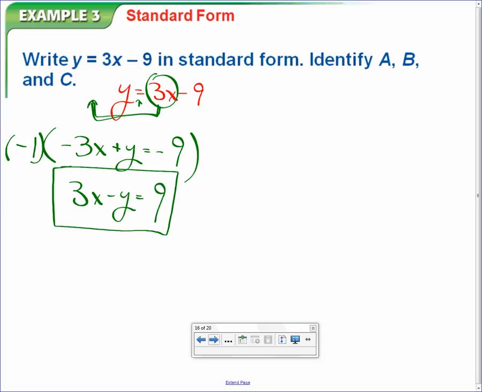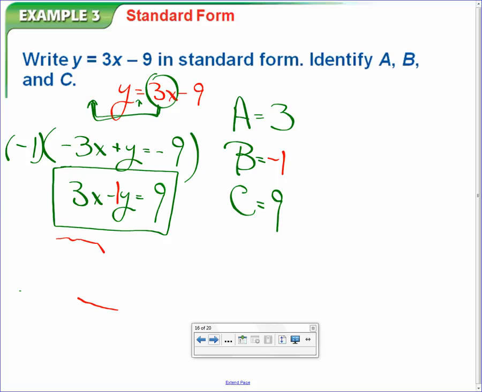Put it in standard form. Step 2. Let's identify A, B, and C. What is A in this equation? 3. It's the number that's in front of X. What's B in this equation? Negative 1. Remember, if you don't have a number in front of the variable, there's an invisible 1 there. Negative 1. And what's C? C is 9. Why not negative 9? Because it was negative over here, and I multiplied it by a negative 1 to make it positive. I went through and changed all my signs.